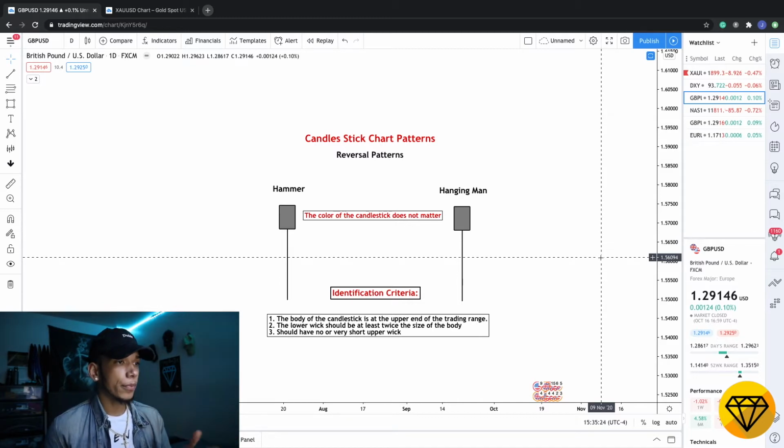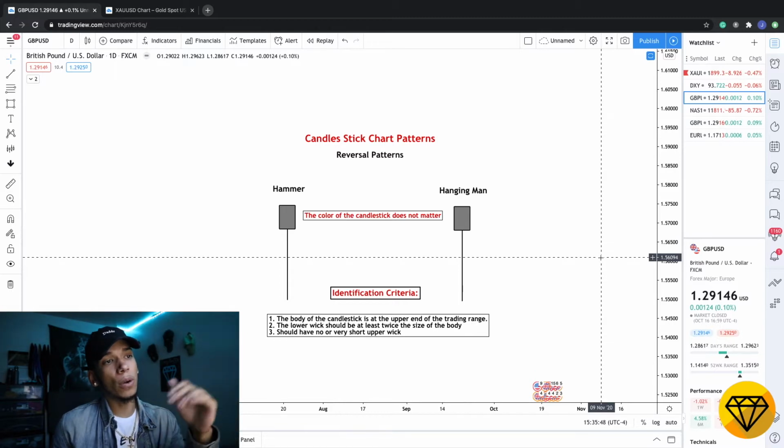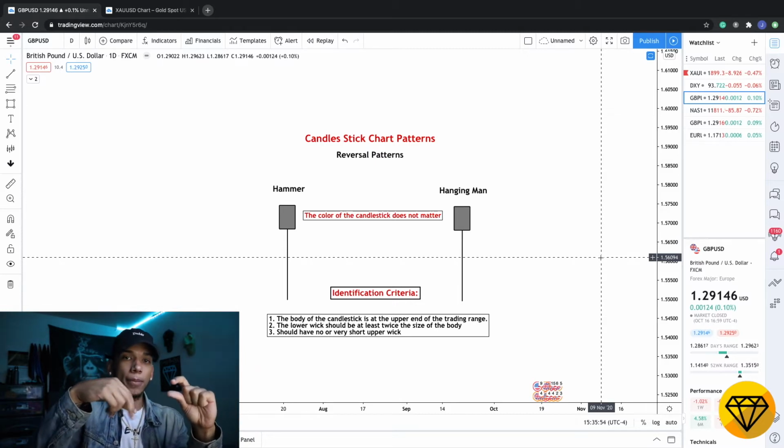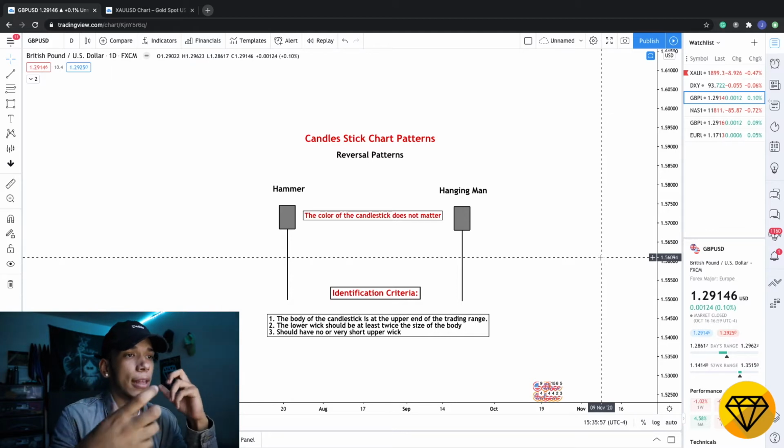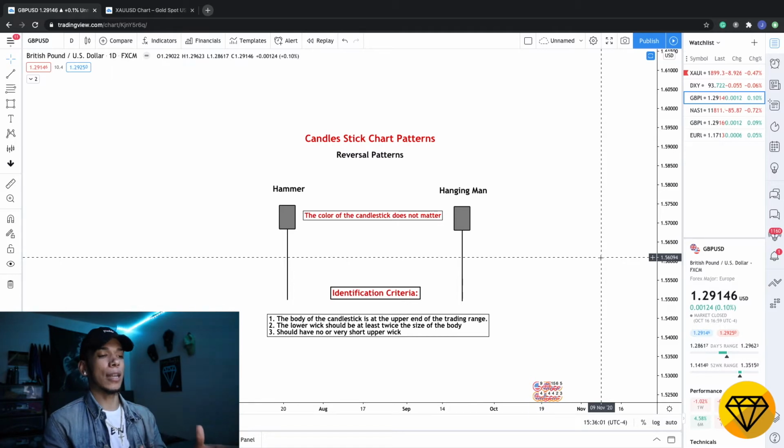So the hammer, when you see it in the market, is going to look like a hammer. You can see the handle, which would be the long wick at the bottom, and then obviously the body of the candle at the top would be the metal of the hammer, or the hammer head. And if we go over to the hanging man, you will see the body of the hanging man and then the legs, which is the long wick at the bottom, hanging. So that's why these candlesticks were named this way. That's what you need to visualize when you look at these candlesticks.